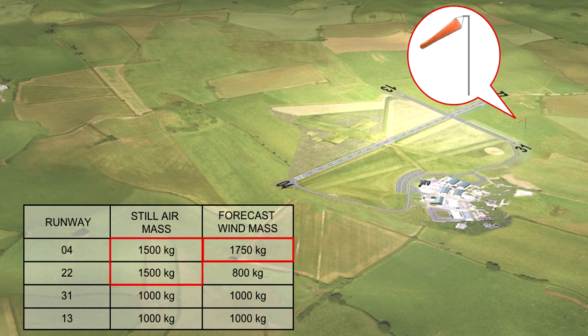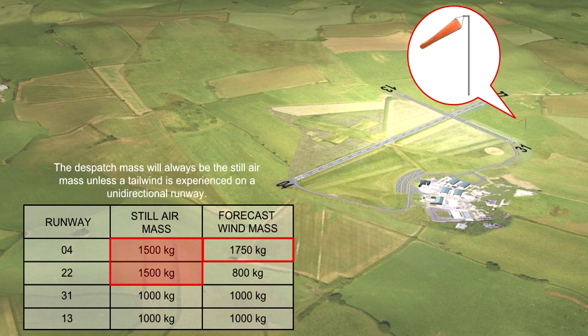The way to simplify the dispatch rule is to always consider the greatest mass in still air and the greatest mass in the forecast wind conditions, and of the two take the lesser mass as the dispatch mass. Of the two, it is the still air mass that is usually the lesser mass, as shown in our example. The exception is when there is a tailwind on a unidirectional runway. A unidirectional runway is a runway whose direction for takeoff and landing is fixed in one direction, and in this case the maximum landing mass in the tailwind will be less than the maximum landing mass in still air.